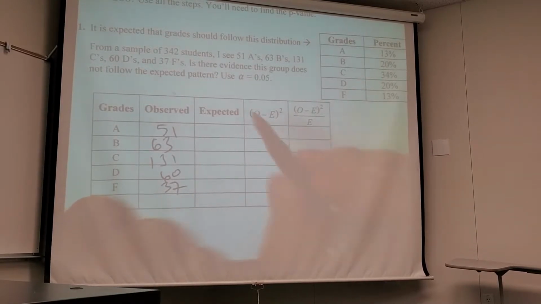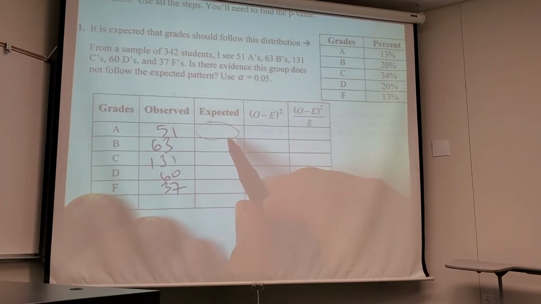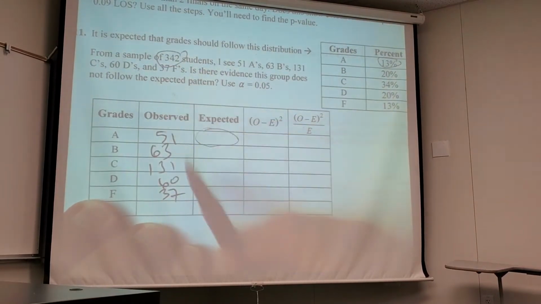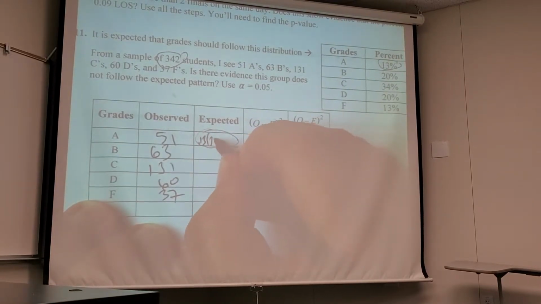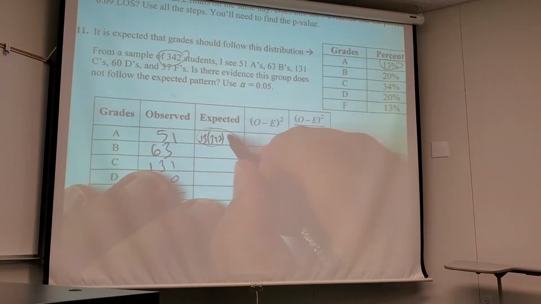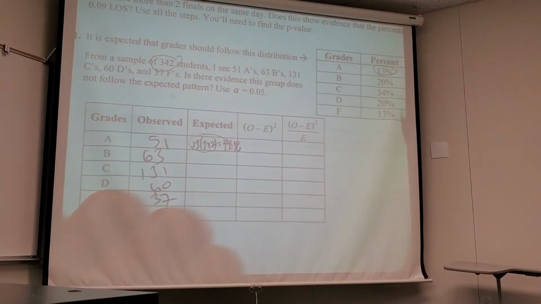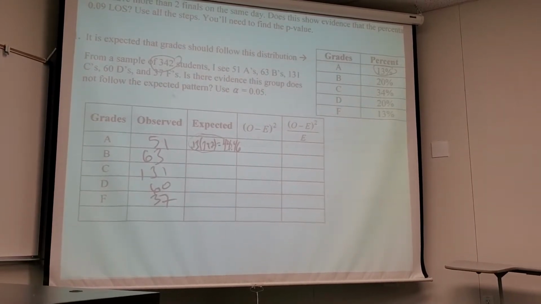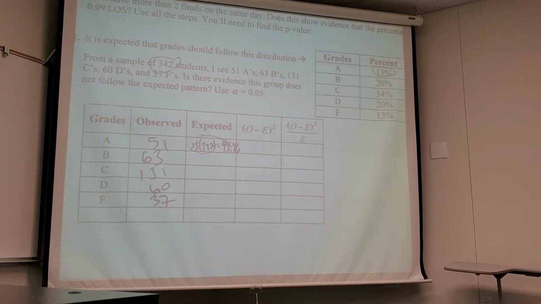To make sure everybody, how would you figure out what goes here? You do what? 0.13 times 342. I like it. We expect 13% of any group of students to get A's. That's our expectation. So I'd do 0.13 times 342, and you should get 44.46. Do that for all those using the percentages. If they don't give you percentages or expectations, then more than likely it's a uniform problem, uniformly distributed.